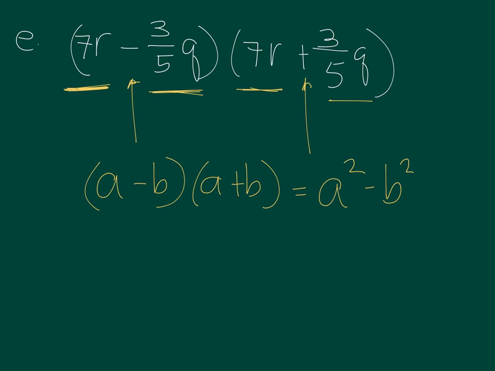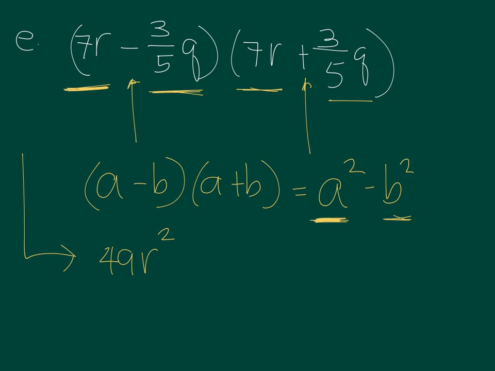So how do we apply this special product? Since (7R minus 3/5 Q) times (7R plus 3/5 Q) follows this form, all we have to do is square the first term, that's A, and then minus the square of the second term. The first term in the binomial is 7R. So (7R) squared means 49, if you square 7 it is 49, and if you square the R, it is R squared.